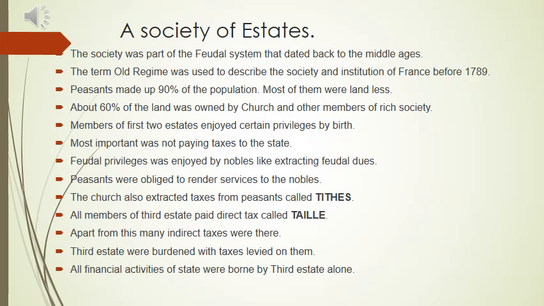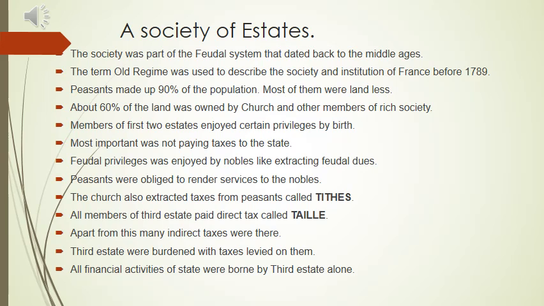So there were two types of tax paid by them. One was paid to the state, called the taille, and the other paid to the church was known as the tithe. Apart from this, there were many other indirect taxes, like on tobacco and salt, which they had to pay. So what do we see here? The third state is burdened with lots of taxes levied on them, and the other two states are not paying a single penny as tax. All the financial burden was only on the third state. Because of this, the third state was very angry with the system.